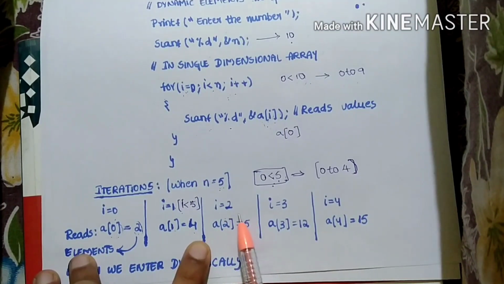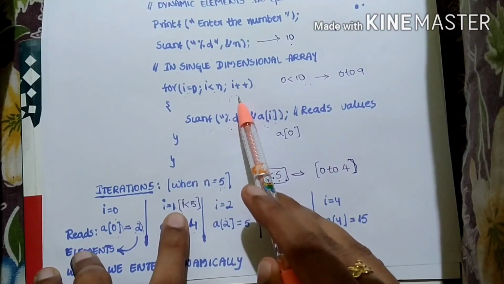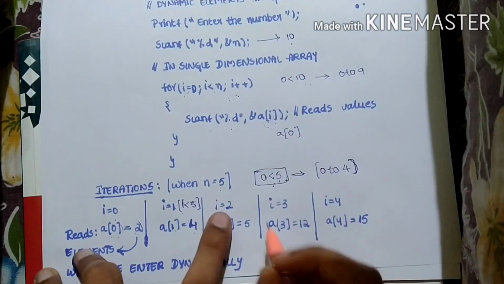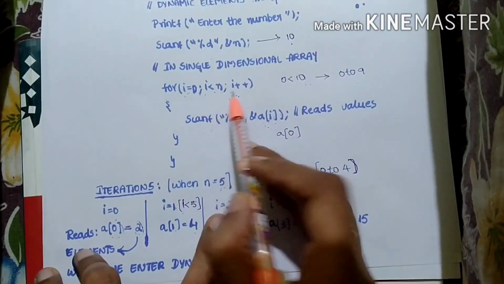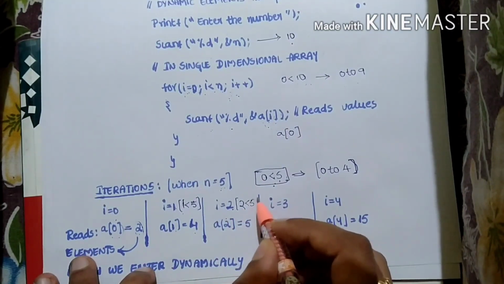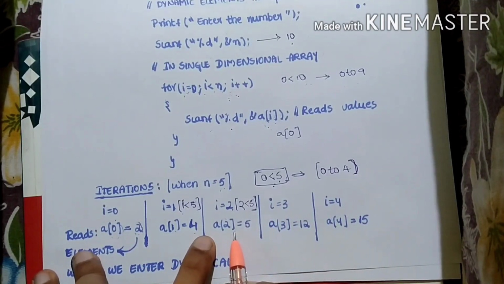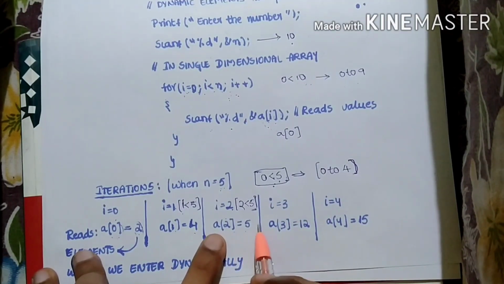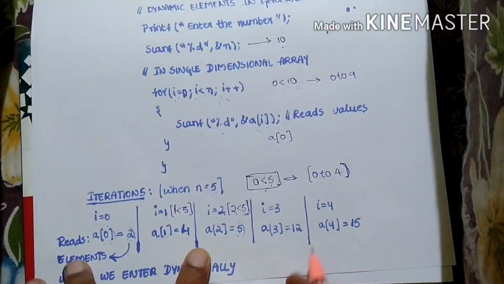And then the i value again gets incremented, so 1 becomes 2. So again 2 checks the condition i less than n. Here the i value is 2, and 2 is less than 5. So a of 2 is equal to 5. I have entered this dynamically as 5. You can enter any number you wish, no problem.